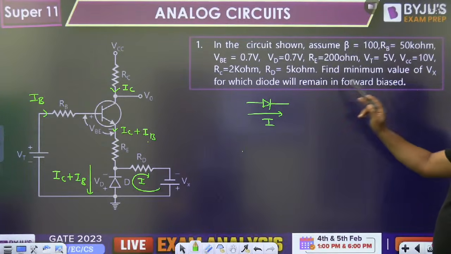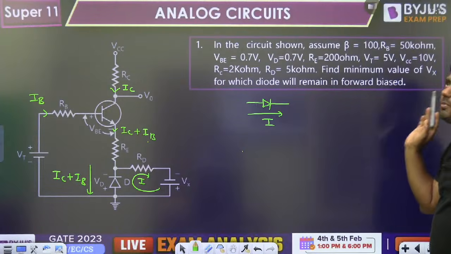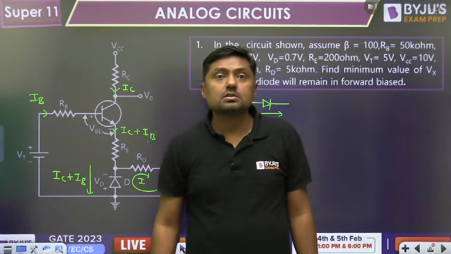Find the minimum value of Vx for which the diode will remain in forward biased. That is the question.